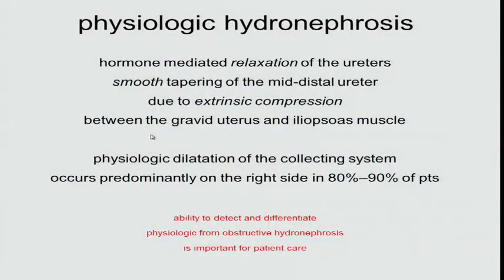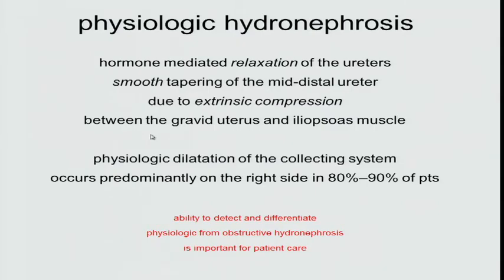Okay, so we looked at it. We've got a normal appendix. So the next thing that we're going to think about is physiologic hydronephrosis. In pregnant ladies, they have some hormones that relax smooth muscle. It keeps the uterus from contracting. It also keeps the bowel from contracting normally. It keeps the ureters from peristalsing normally, which is why you can get this physiologic mild dilatation.